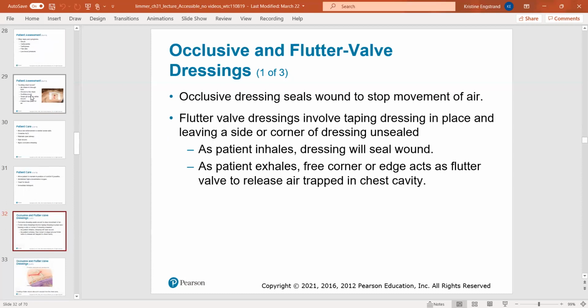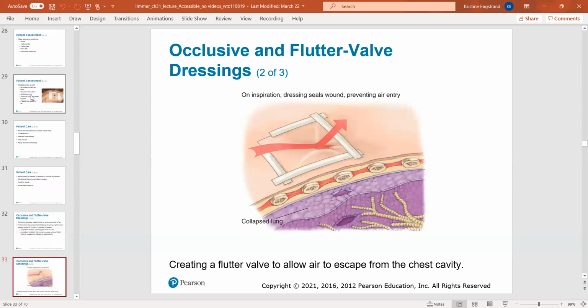The occlusive flutter valve dressings, like I said, stop the movement of air. When we do the 3 sides for the chest cavity, as the patient inhales, the dressing seals it, so no further air is getting in. As they exhale, that free corner, that edge, acts as a little flutter valve to release air. All right, so there it is.